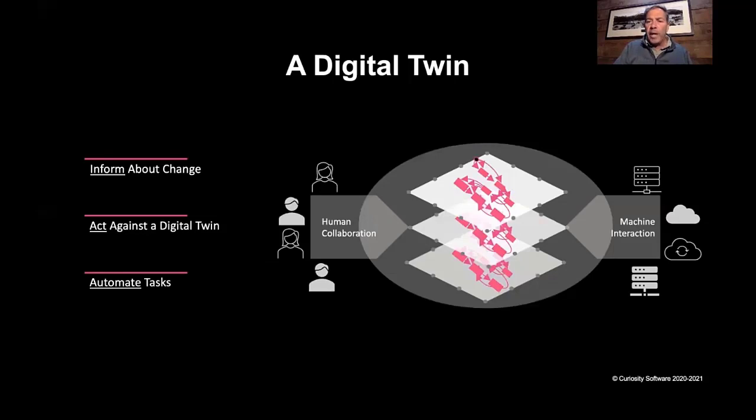A digital twin is something that a team of humans can collaborate against, but it's also an infrastructure that provides a receptor, or a way for machine interactions or observations from around the environment to interact with the model. And this is critical.